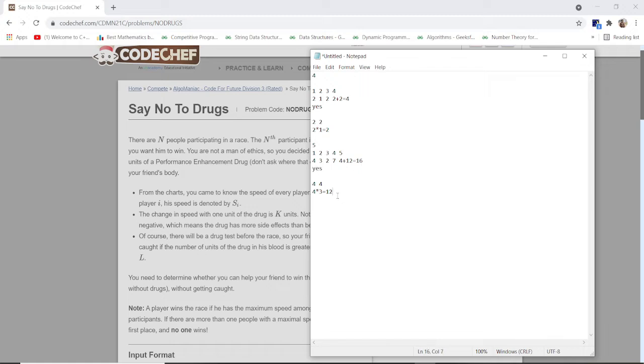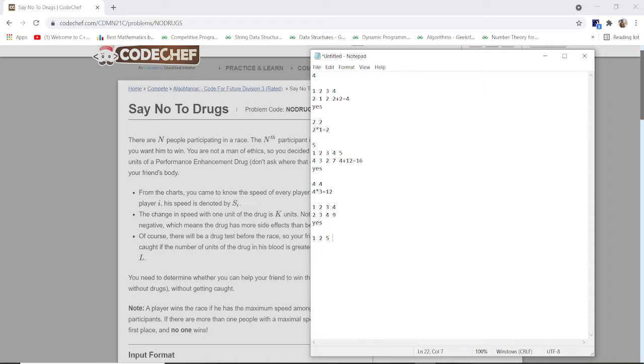Now take another example here. Suppose there are 4 players and their speeds are 2 4 4 9. As you can see, the fourth player is my friend and his speed is already the maximum. If his speed is already the maximum, I don't need to push the drug. So in this case, I am not checking this particular form. I automatically print yes.